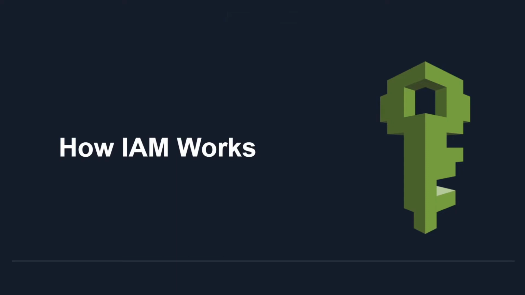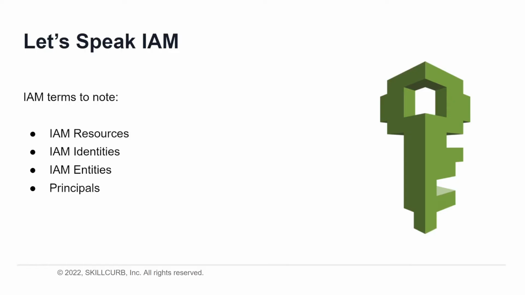How IAM works. When working in IAM, it's important to understand the terms that are going to be used within it, so that you know what's being talked about when it's being talked about. These terms are as follows: IAM resources, IAM identities, IAM entities, and principals. We'll be exploring these in a few moments.